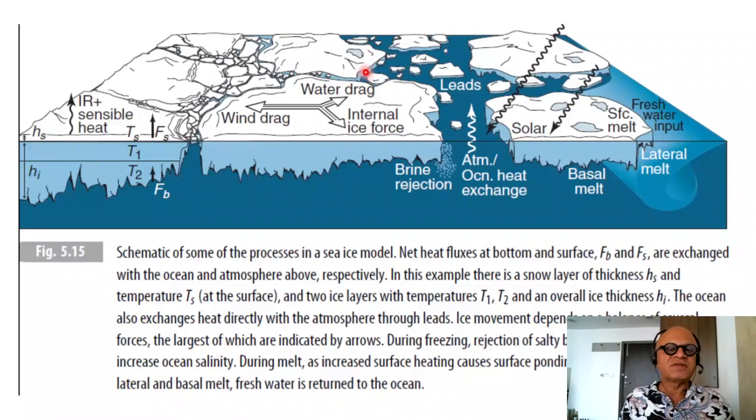Okay, sea ice is another incredibly important component of the climate system, especially because it affects the albedo and the heat exchange between the ocean and the atmosphere. In addition to that, it's also a strong feedback in terms of the ice albedo feedback.